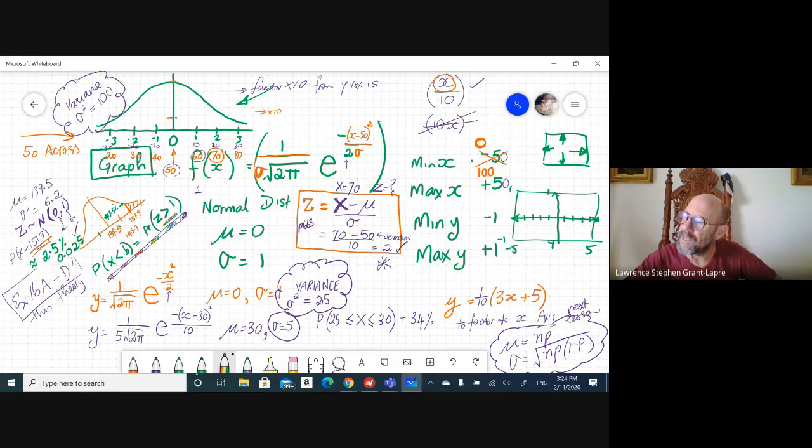Remember, this bracket's Z. This bracket is X. So that B value has to be a normal score, like our 50. Probability Z greater than 1, that's this area here. Where can we get that area less than a certain number? Where's that area on the left side? This is the greater side.